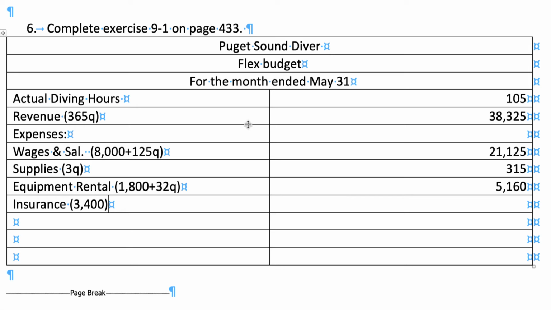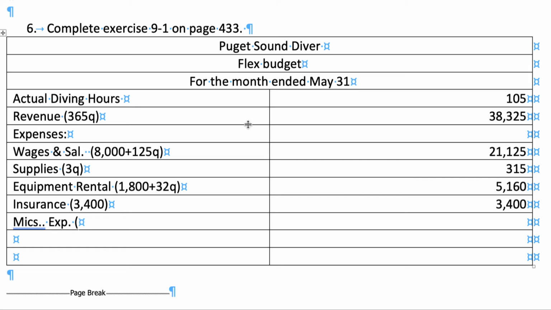Insurance is fixed. In total, it's going to remain constant as long as we're within that relevant range. So 105 hours is definitely within that relevant range. Our insurance did not change at all. We're just going to carry over the $3,400. The last one we have is miscellaneous. All right, miscellaneous expense. No idea what that is, but they incurred some miscellaneous expenses.